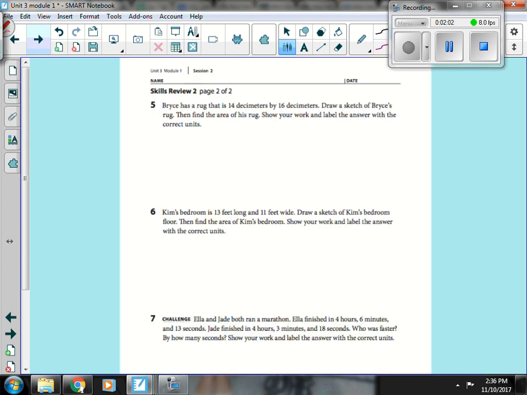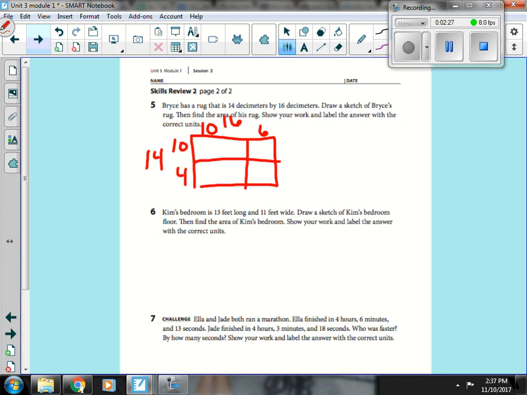On the back, Bryce has a rug that's 14 centimeters by 12 decimeters. Draw a sketch of Bryce's rug, then find the area of his rug. So here's his rug, and this side is 14 and this side is 16. Well, I'm going to use my picture of his rug in order to do my area model. So 16 is 10 and 6, and 14 is 10 and 4. So 10 goes all the way across.